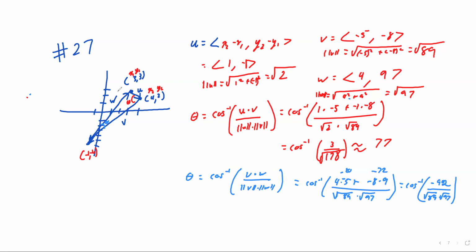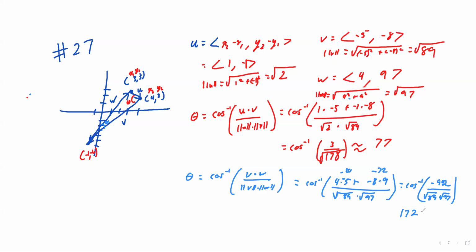Because this definitely is less than 90, so it should be the first quadrant. I was checking that too. All right, so negative 92 over the square root of 89 times the square root of 97, and I get 170, we'll just call it 172.